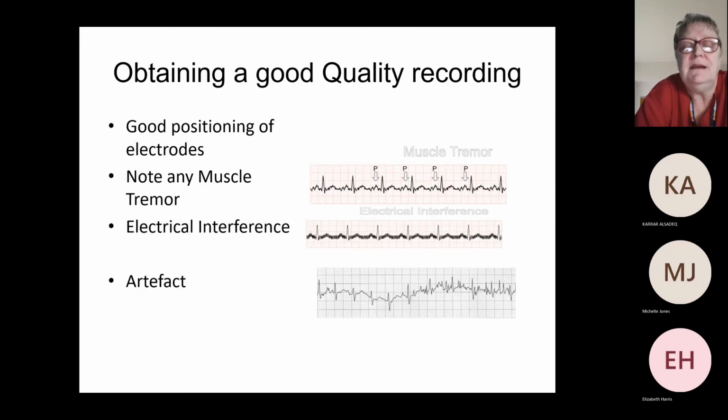Okay, next slide, please. Good positioning. Making sure that the leads are on correctly. Some patients could be shivering. As you can see, that top ECG there, that's actually muscle tremor. So some misdiagnosis could be made that that's the P waves. It's not. That's actually muscle shivering because the patient's cold.